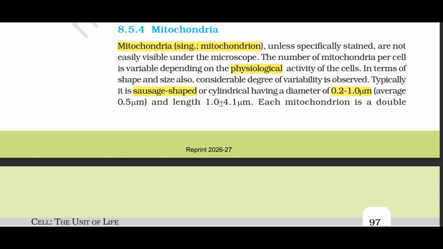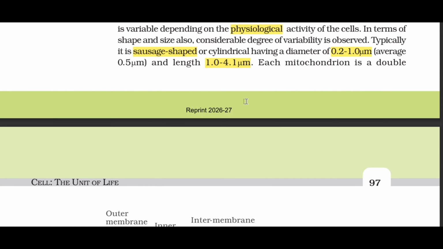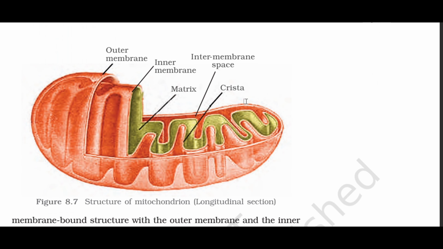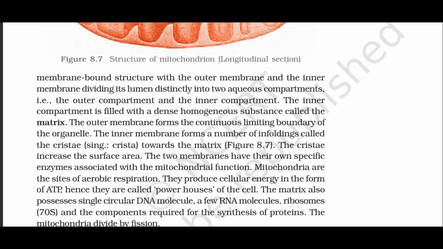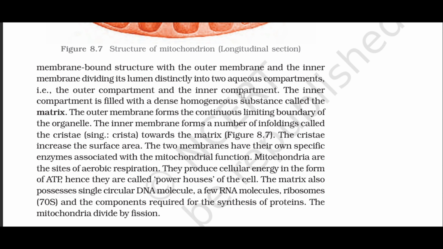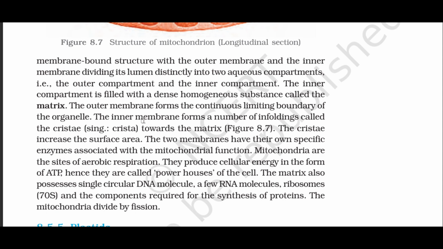Each mitochondrion is a double membrane-bound structure with the outer membrane and the inner membrane dividing its lumen distinctly into two aqueous compartments, i.e., the outer compartment and the inner compartment. The inner compartment is filled with a dense homogeneous substance called the matrix. The outer membrane forms the continuous limiting boundary of the organelle. The inner membrane forms a number of infoldings called the cristae, crista, towards the matrix, figure 8.7. The cristae increase the surface area.